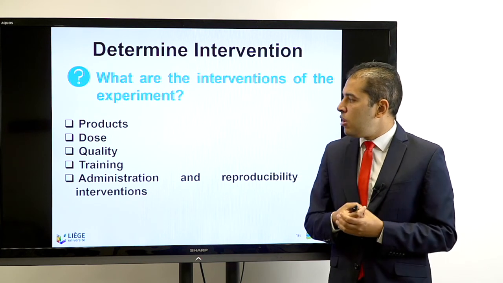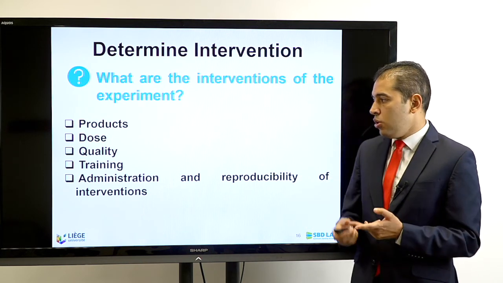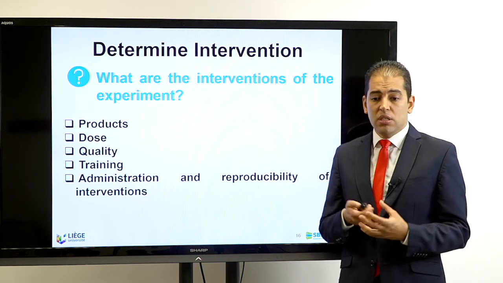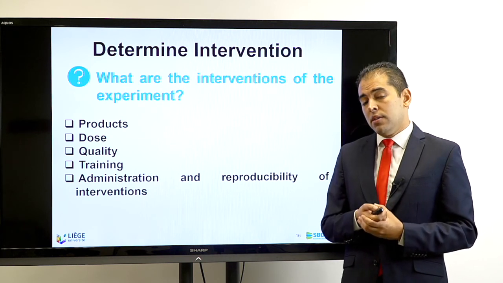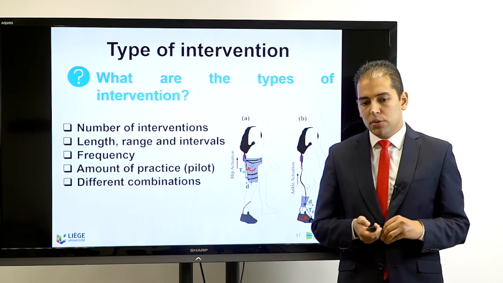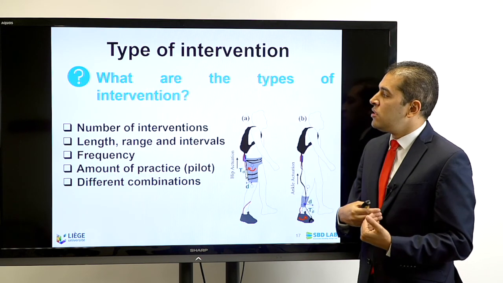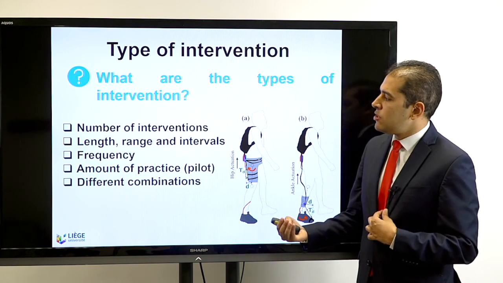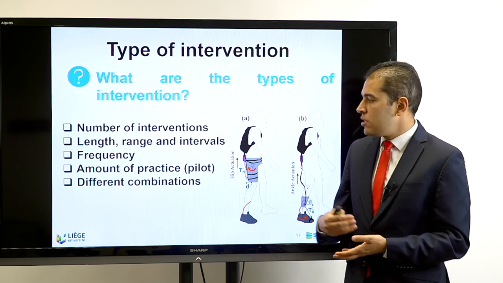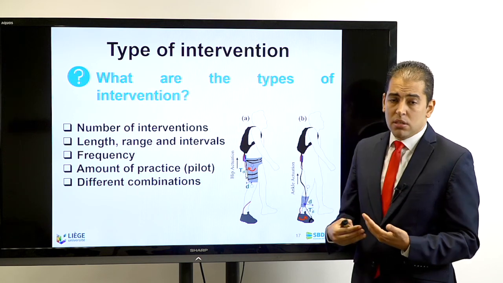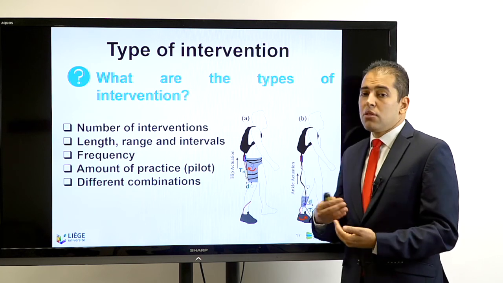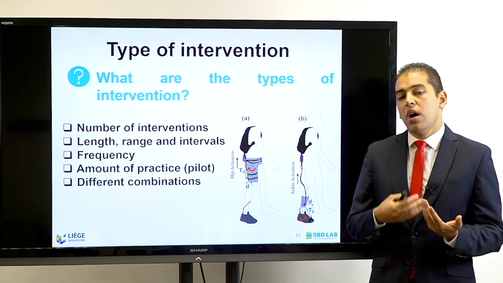Also, what are the interventions of the experiments? I need to talk about the products, the dose, the quality, the training, the administration, and the reproducibility of the interventions. These are all part of my description of the intervention that will take place, and it must be part of my protocol. Also, I have in the protocol definition to define what the intervention will be. So now the number of interventions, the length, the range, the interval, the frequency, the amount of practice that is needed for the subject or for the manager of the experiment, and the different combinations that will take place. All these parts are very important.